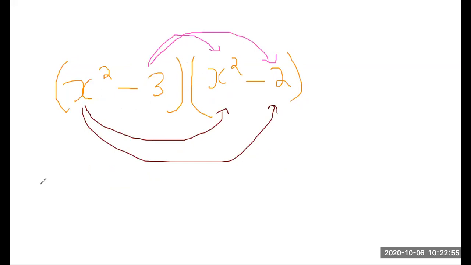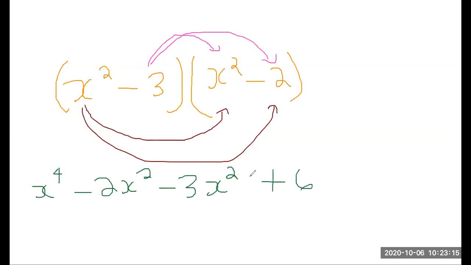So I do x squared times x squared, which is x to the 4th. Then I do x squared times -2, which is -2x squared. And then -3 times x squared, which is -3x squared. And then -3 times -2, which is +6. Now I combine like terms, right? The only ones that are similar are these two, and that goes to -5x squared. All right, and then I just put my +6. And this is already in standard form.